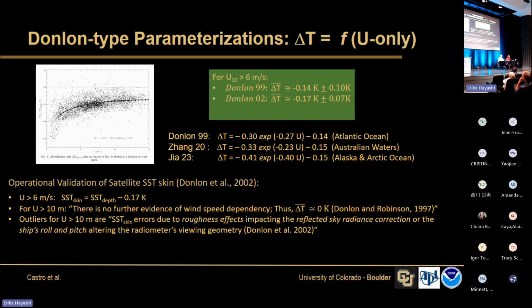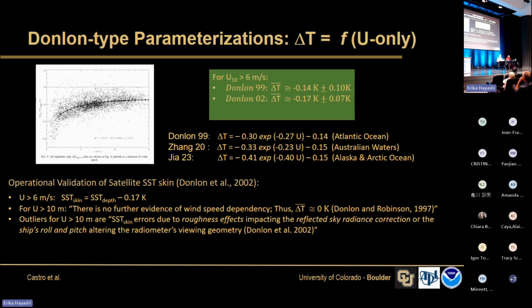These sorts of studies have been repeated in multiple regions of the ocean, all of them with very similar parameterizations. They're basically the same negative exponential with the asymptote at high winds just varying within 2 millikelvin. In the 2002 paper, Donlon and co-authors took a bunch of these regional dependencies, averaged them, and came up with a revised cool bias that is more representative of the ocean globally.